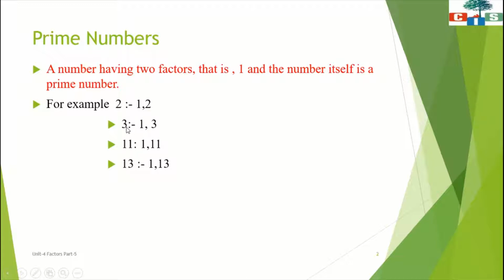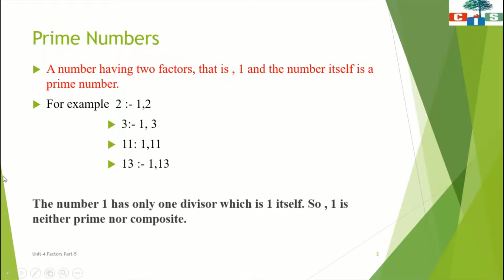Similarly, 3 also has only two factors, 1 and the number itself, that is 3. 11 has also two factors, that is 1 and 11. Similarly, 13 has also two factors, 1 and 13. So these numbers, that is 2, 3, 11, 13, and a few more prime numbers are 17, 19. They have only two factors, that is 1 and the number itself. Such numbers are known as prime numbers.